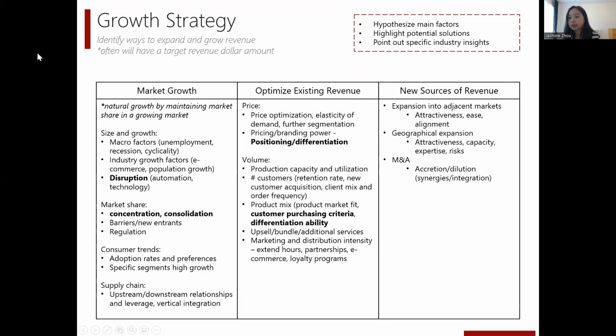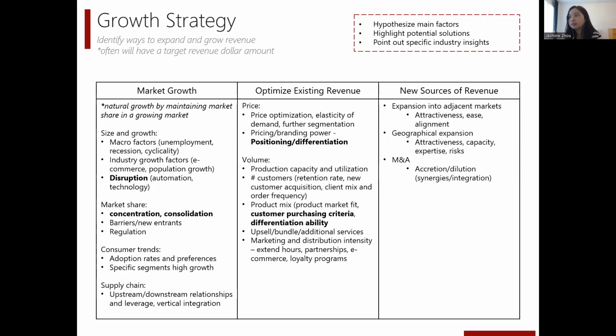The next is a growth strategy case. So this is a case where you're identifying ways to expand and grow revenue. Oftentimes you will have a target revenue dollar amount that the client is trying to achieve. And your job is to find ways to actually achieve that target revenue dollar amount or growth amount. And this is the framework that I like to use: market growth, optimize existing revenue, and then new sources of revenue.